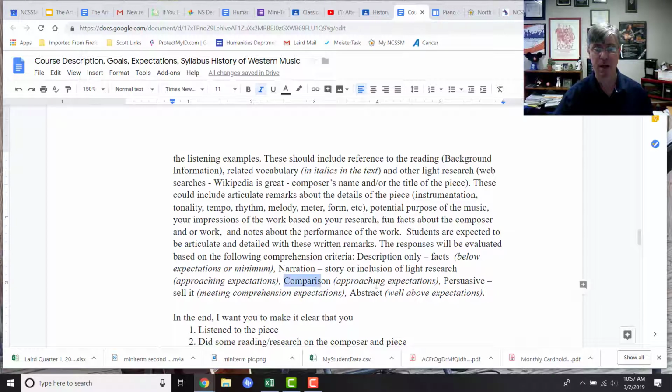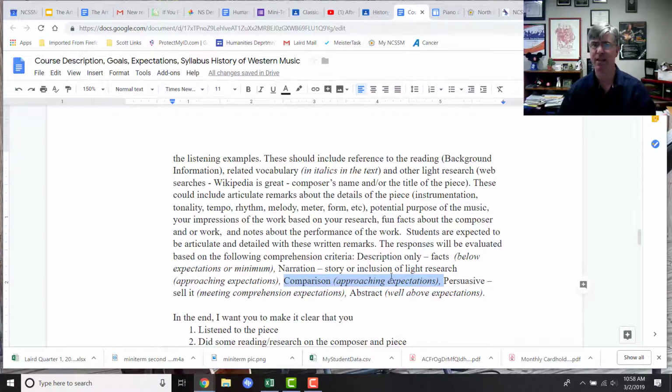Comparison. I love it when, as we start building and adding composers to that which you know about, you can make comparisons. For instance, if we're learning about Mozart and you're writing about Mozart and you want to compare Mozart to Haydn, who is a contemporary of Mozart, that is fantastic. Or if you're learning about Mozart and you want to compare him to Bach, who was earlier, that's a great idea as well. So I would encourage you to do comparisons.